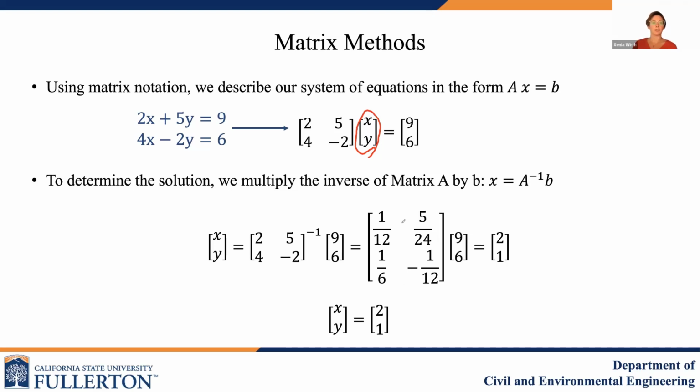And even though this looks a little messy, you actually end up with a solution of 2, 1, where the matrix x and y is equal to 2 and 1, which means that x is equal to 2, and y is equal to 1. And that is your solution.